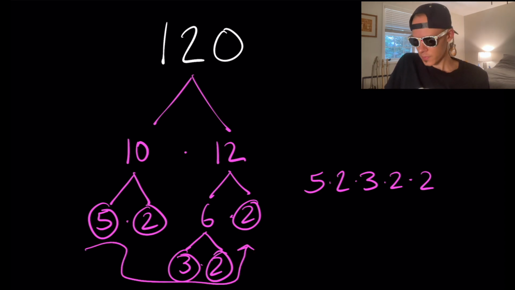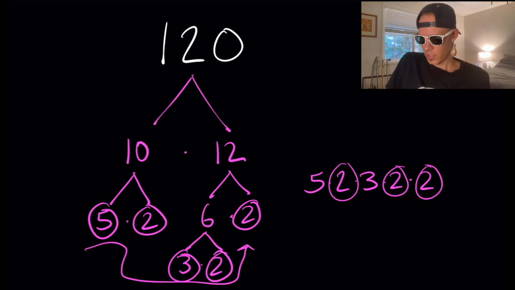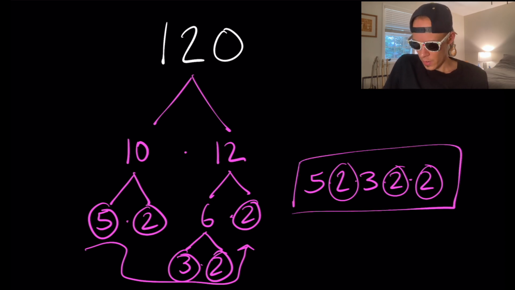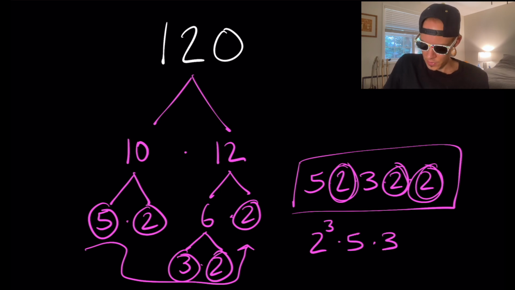Since I have here 2 times 2 times 2, I can write that as 2 cubed. So another way we could write this answer, and this is totally fine, but you probably want to write it using exponents. So I'll write it as 2 to the third power, because I got 2 times 2 times 2, times 5 times 3.